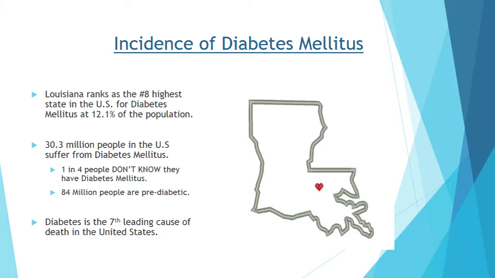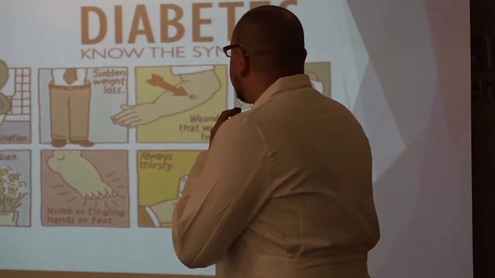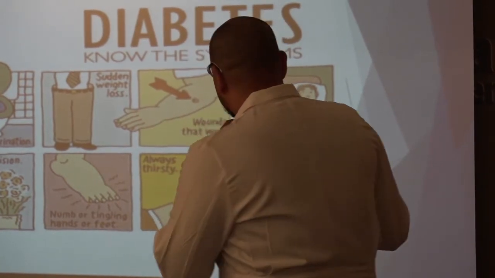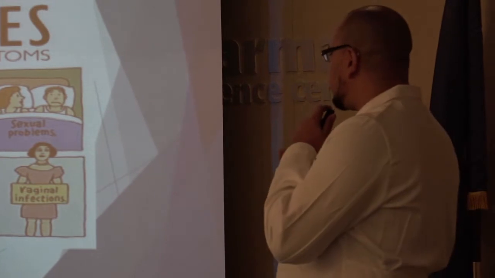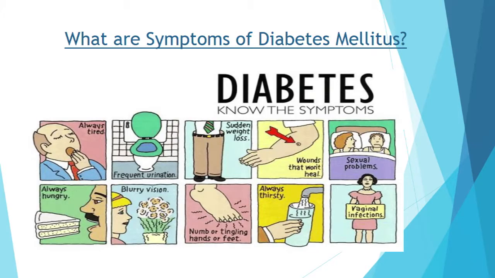So what are the symptoms of diabetes? Well, in medical school we learn polydipsia, polyuria, polyphagia: excessive thirst, excessive urination, and excessive hunger. So we can see here always being tired, frequent urination, sudden weight loss, wounds that won't heal, sexual dysfunction, always hungry, blurry vision, numb, tingling hands or feet, always thirsty. Those are some very, very common symptoms that we see with our diabetic patients.